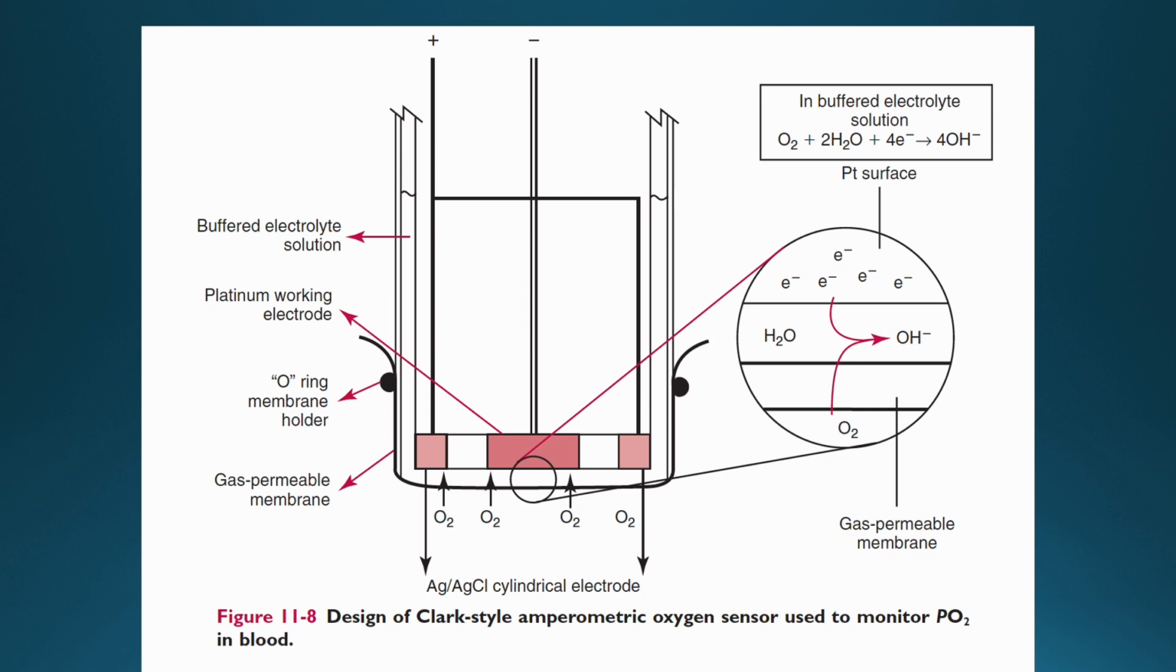So what happens now when you apply the patient sample here, the oxygen will permeate through the membrane and it will react at the platinum working electrode. It will get reduced. When the oxygen is reduced, there will be a current generated, and that will be calculated to give the concentration or the partial pressure of oxygen. So this is the principle of the Clark-style amperometric oxygen sensor.